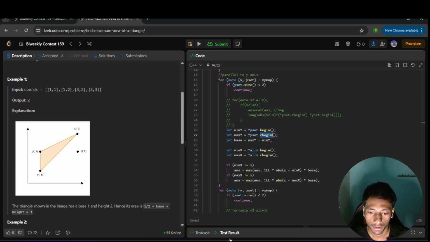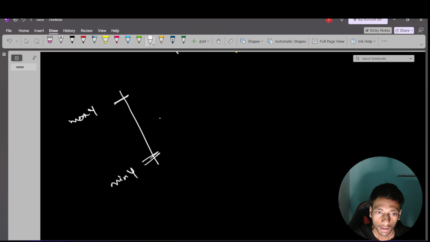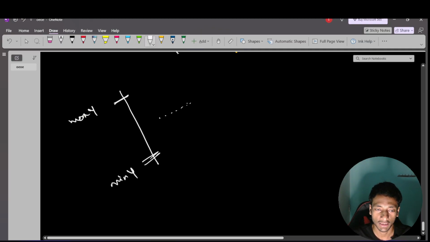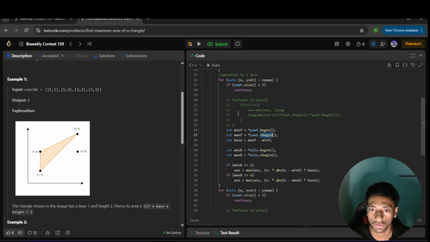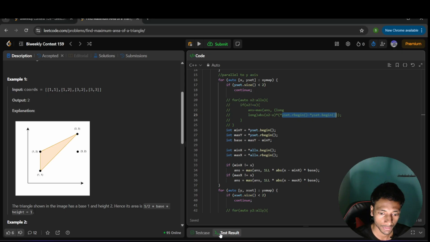Now I want to know the height. So what different heights are possible? I can check all the heights, but it will give us a TLE. I have already checked that. You can see here that I commented that code, where I am iterating over all the unique x values possible. If x2 is not equal to x, that means this is not on the same baseline, it is a different position. So I will get some height, at least greater than 0. That time the area will be the difference of x2 minus current x, times the base. This is ultimately the base value, correct? But this actually gives us TLE because it is possible that this is n square. It is not possible to run in 10 to the power 8.